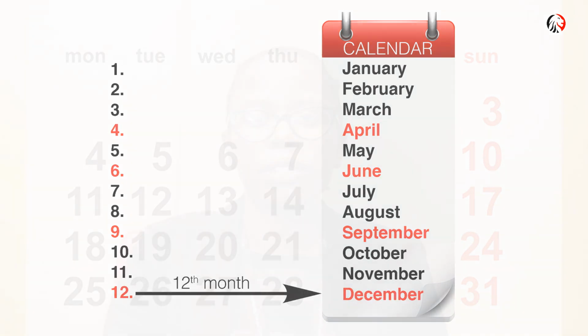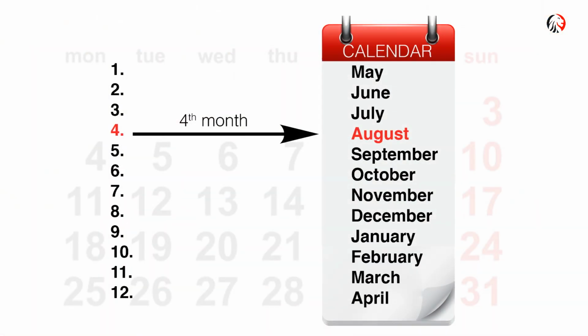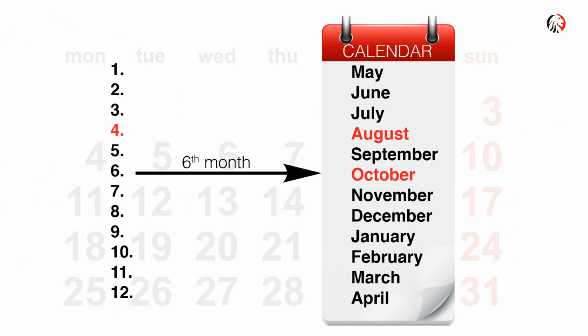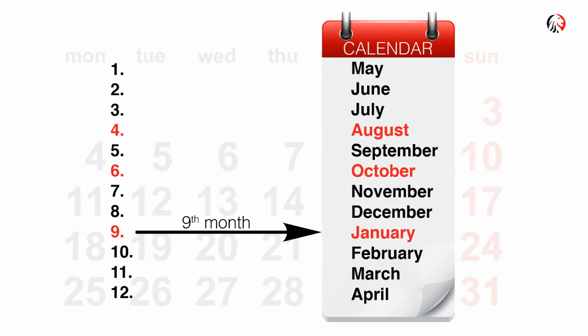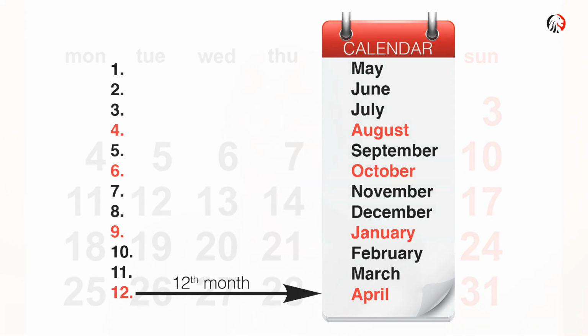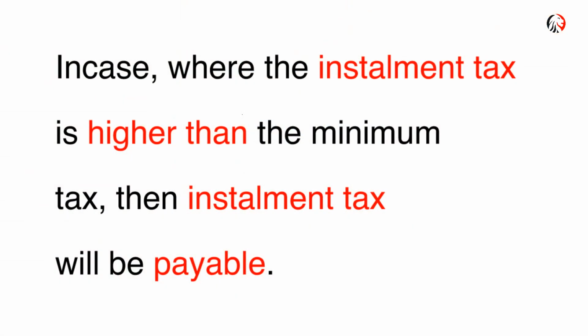If you have a different year of income, for example, a year running from May to April, then your 4th month is August, your 6th month is October, your 9th month is January, and April is your 12th month. So on or before the 20th of the 4th, 6th, 9th, and 12th month, you'll be expected to pay the minimum tax or installment tax due.